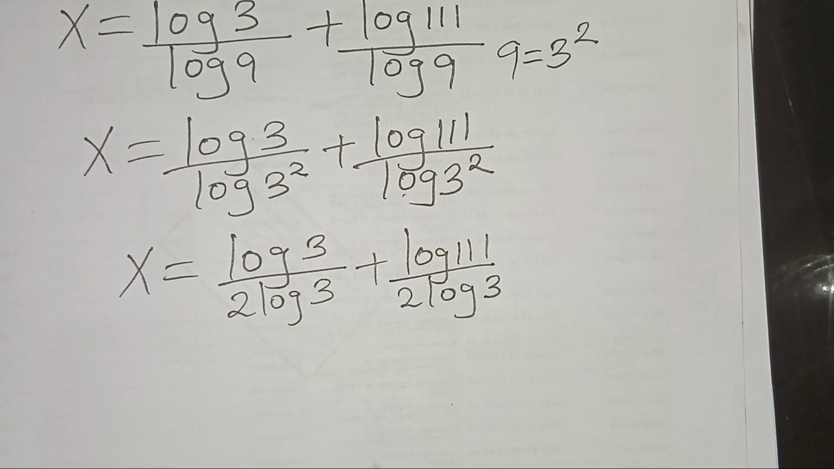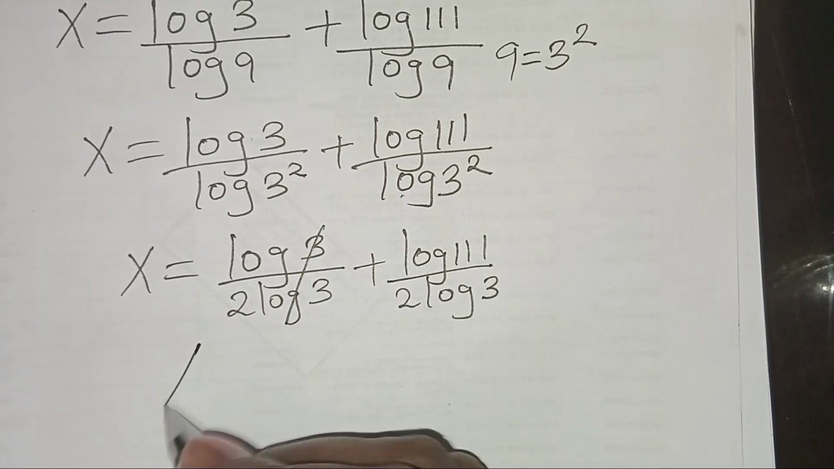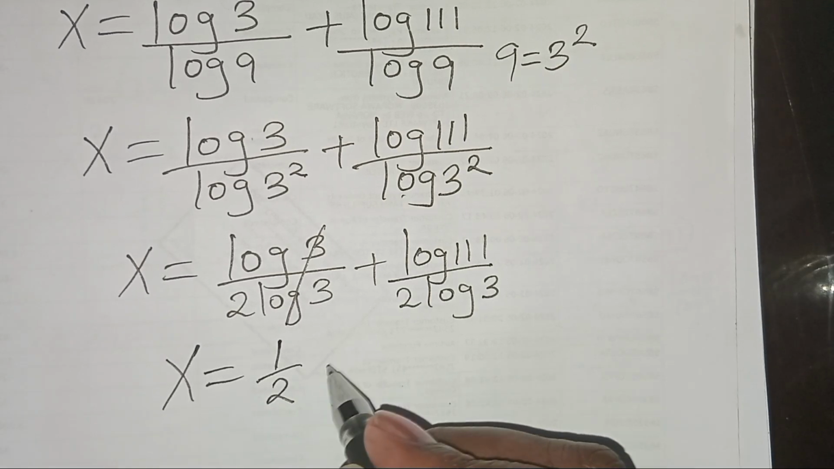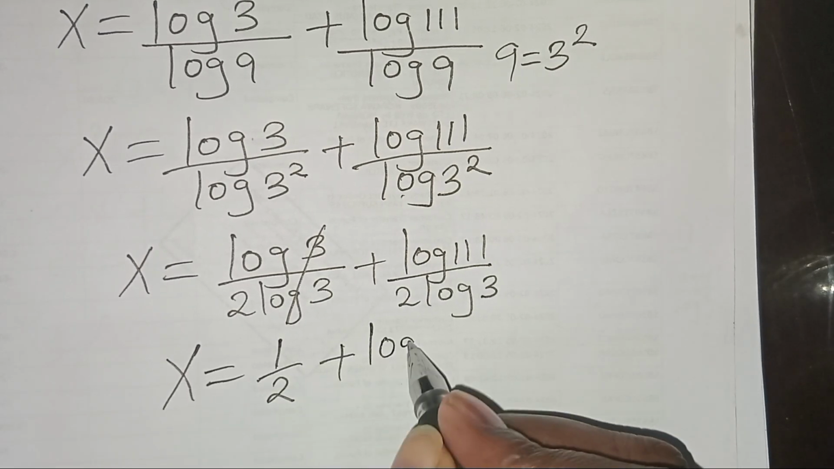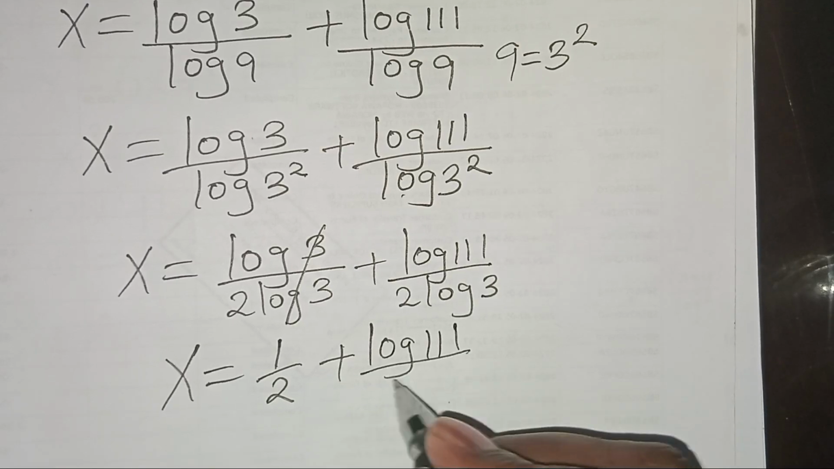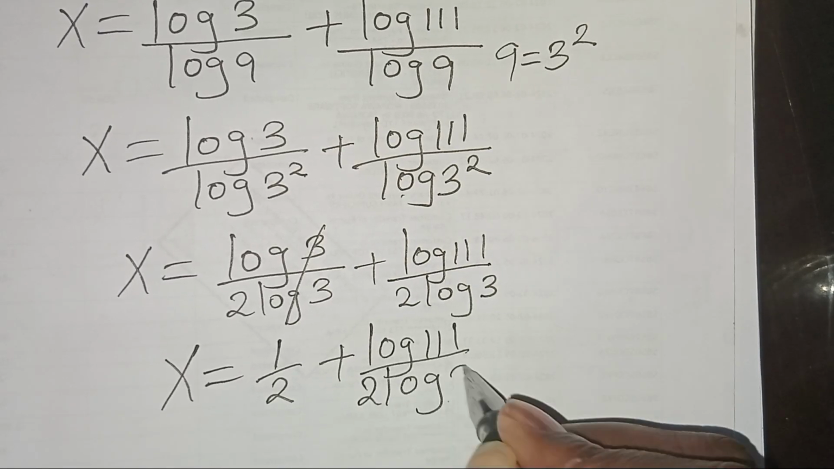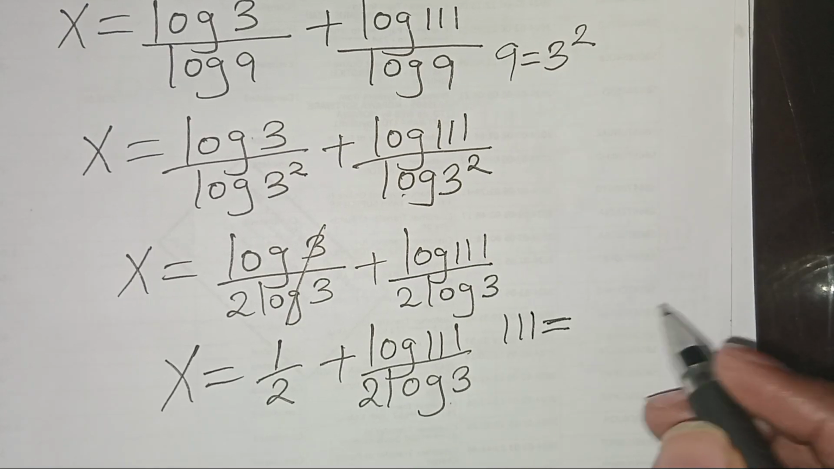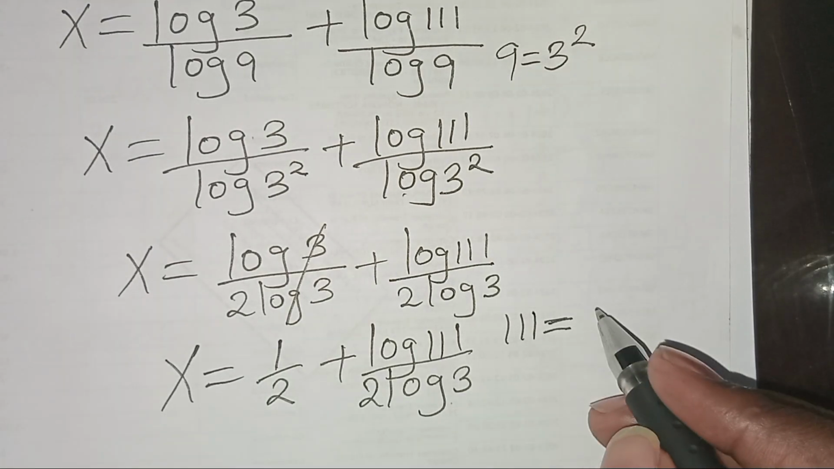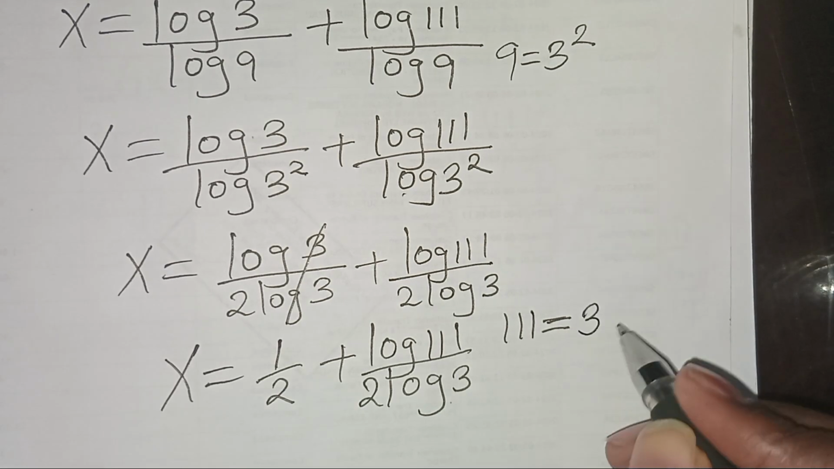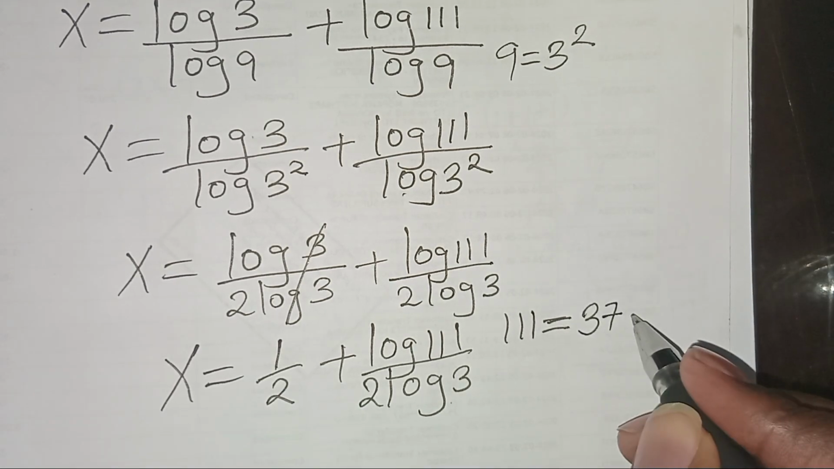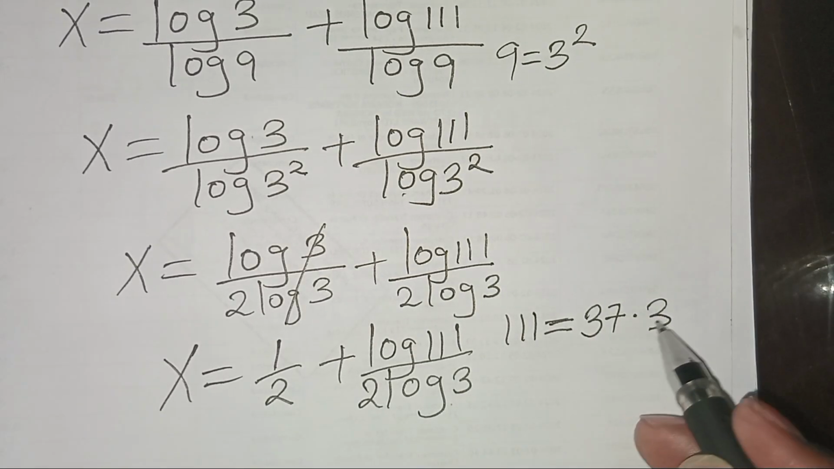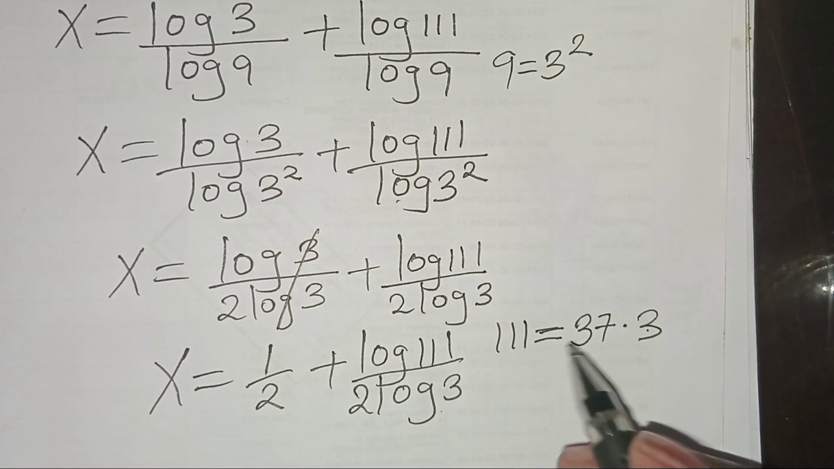So the next step here, let's simplify here. Log 3 and log 3 simplify so that x is equal to half plus log 111 divided by 2 log 3. So we can express 111 basically as 37 times 3. So 37 times 3, this essentially will give us a value of 111.